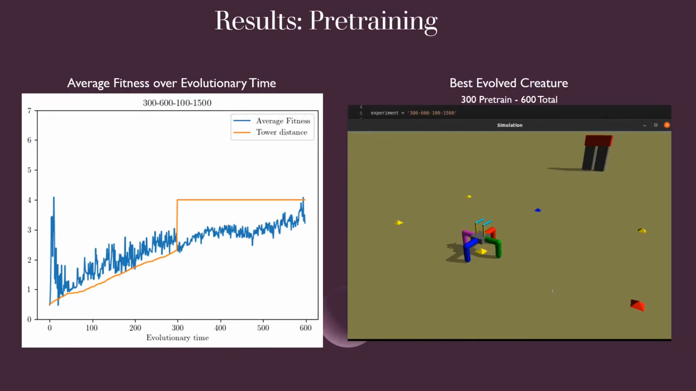Here are the results with pre-training. We can see that the first 300 generations were used for pre-training, and we can see that because the tower slowly gets farther and farther away, and then at the 300 generation mark, the tower jumps up to being 4 units away. And now we can see that the gait that was produced is a lot more unconventional, where the robot almost flips over and starts walking on its hands. But towards the end, at nearly the 600 generation mark, one robot does actually figure out how to destroy the tower, and we can see that because the blue line is above the orange line at that point in time.